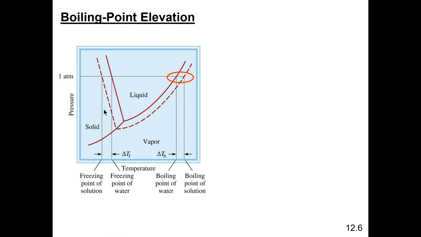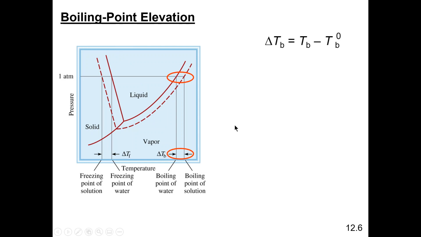And when that happens, that means that there will be a new boiling point, which would be higher compared to the boiling point of the original solvent. So this would be the boiling point of the solution, which will be higher than the boiling point of the pure solvent. All right. So in other words, we will have what is called the elevation of the boiling point.